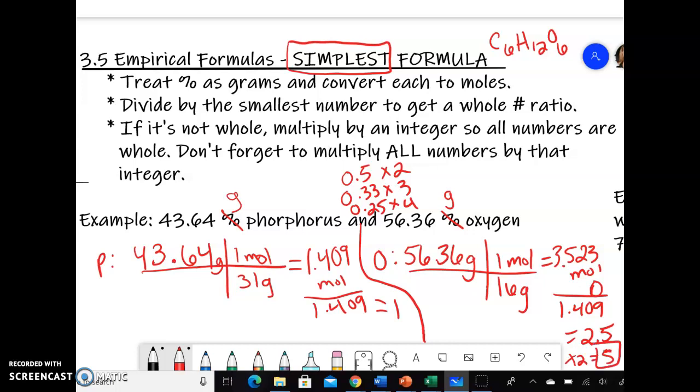However, be careful here because you also have to multiply the other one by 2 as well. And that's a common mistake I see, is people forget to multiply the other number by that integer. So now we have our 2 subscripts, and we can say that our final answer is P2O5. And that is our empirical formula.